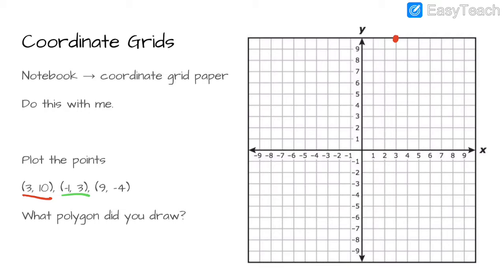Our next one is -1, 3. So we're going to go to the left 1 and up 3. 1, 2, 3. And then we've got 9, -4. So go to the right 9. 1, 2, 3, 4, 5, 6, 7, 8, 9. And down 4. 1, 2, 3, 4.